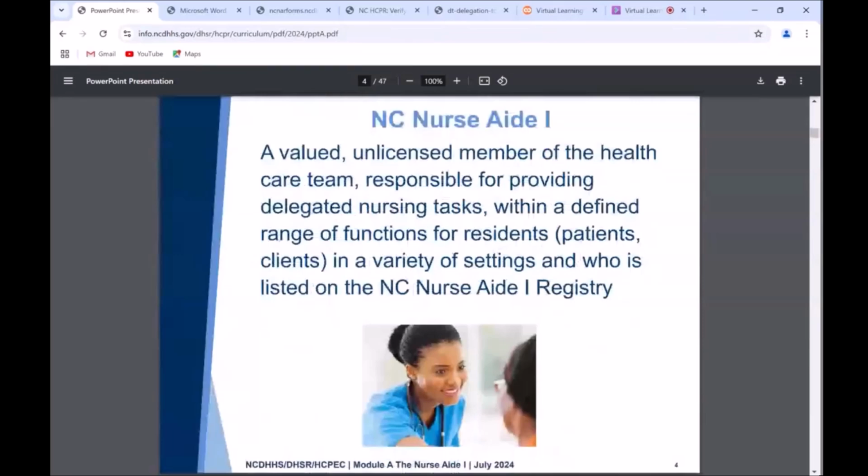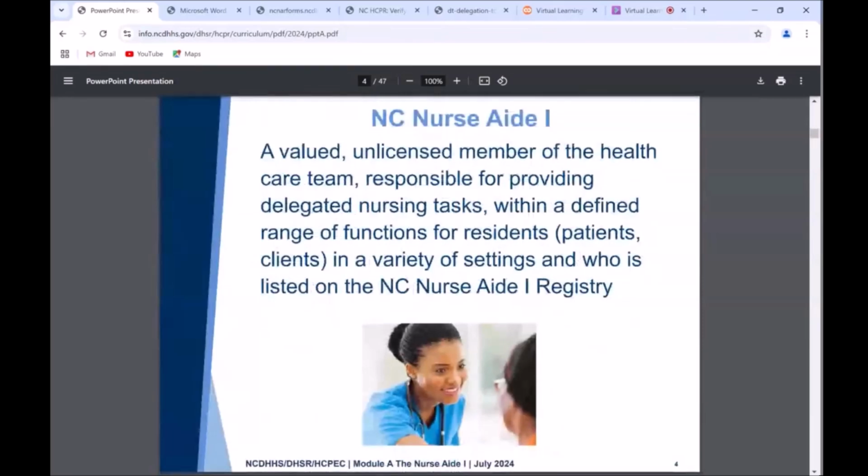All right, so follow along in your book. You'll see that they define the Nurse Aide 1 in the state of North Carolina as an essential unlicensed member of the healthcare team. They're responsible for providing delegated nursing tasks within a defined range of functions for residents in a variety of settings. And they will be listed on the Nurse Aide 1 registry. And you may hear them being called CNA or nursing assistant. That's also common by the public and employers. But what that means is that they assume that you have passed your state-approved nurse training program, your competency test, and that you've been listed on the Nurse Aide 1 registry.